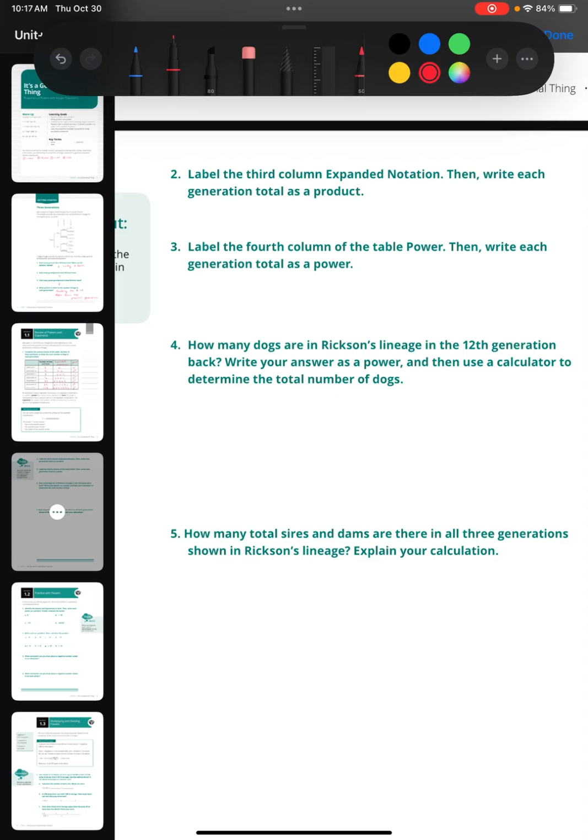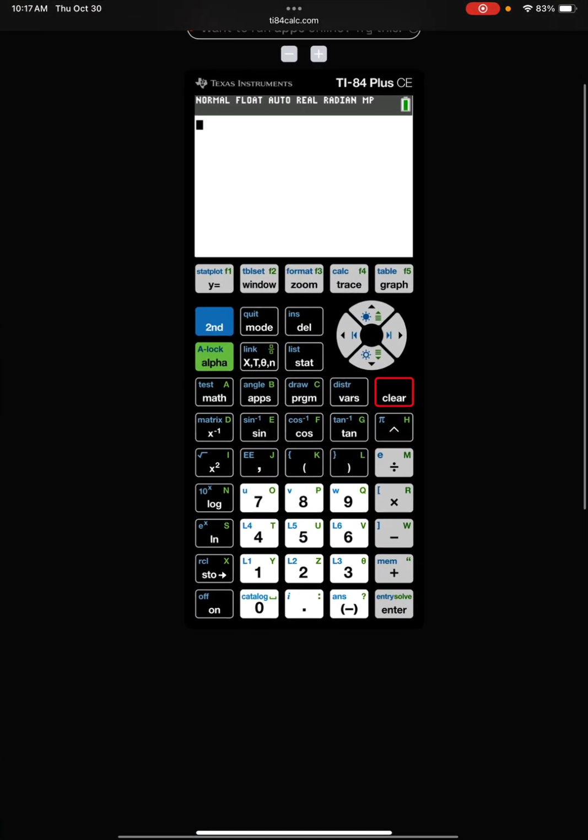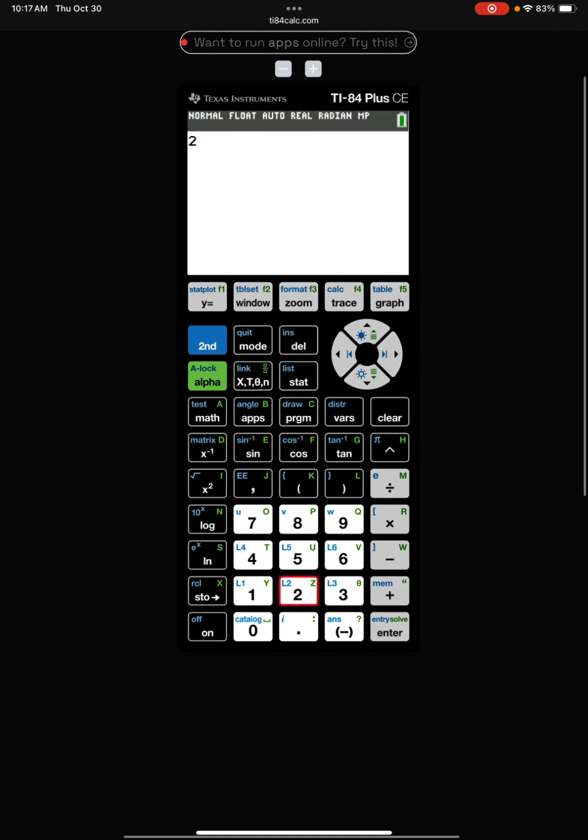So for 4, how many dogs are in Rickson's lineage in the 12th generation? Well, all we'd be looking at is 2 to the 12th. And again, we don't have to sit here and multiply that out, 2 times 2 times 2, 12 times. If we go to our calculator, we can hit 2, and then the exponent button is that little up arrow looking button just above the divide sign, and then we can type in our exponent.